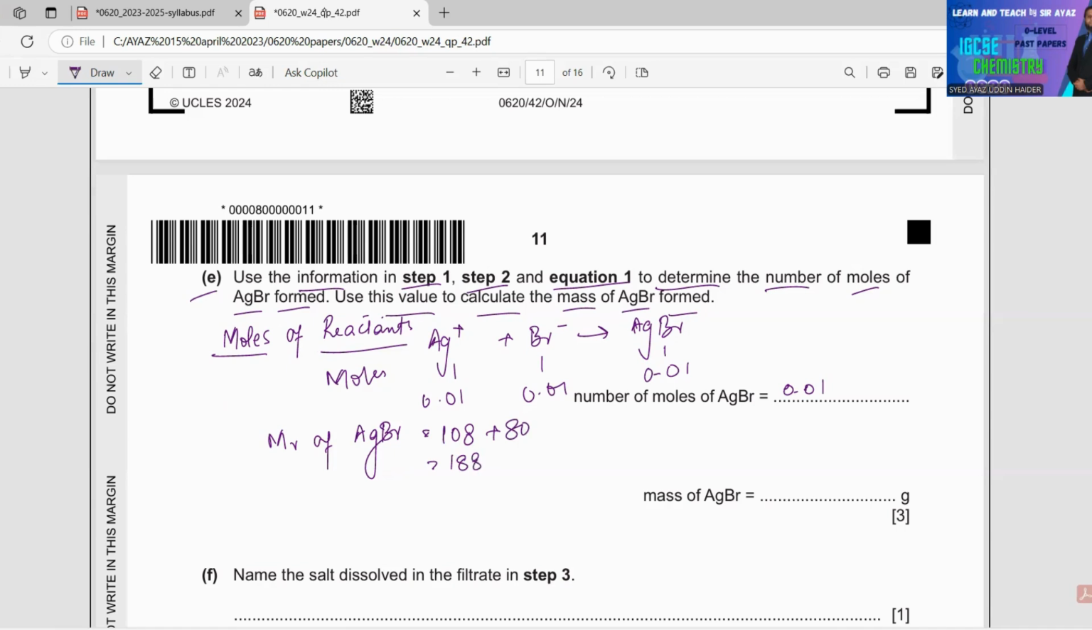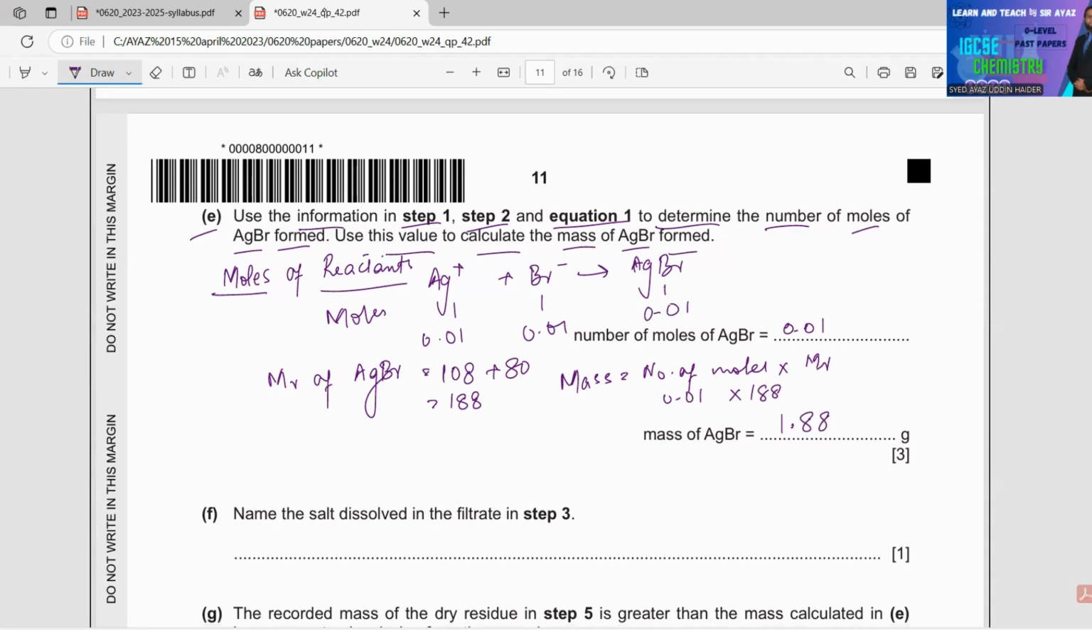So in order to calculate the mass of AgBr, what will we do? We will multiply the number of moles by the Mr. Mass equals number of moles multiplied by Mr. Number of moles is given, which is 0.01, multiplied by 188. And we will get 1.88 grams. This will be the answer for this part.